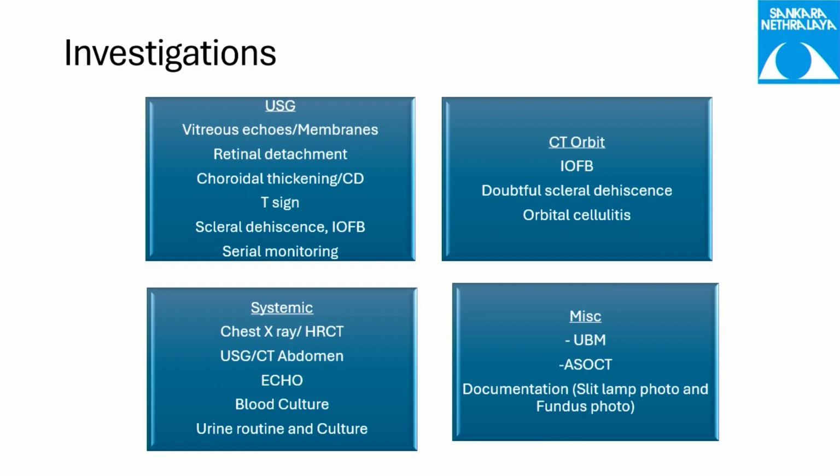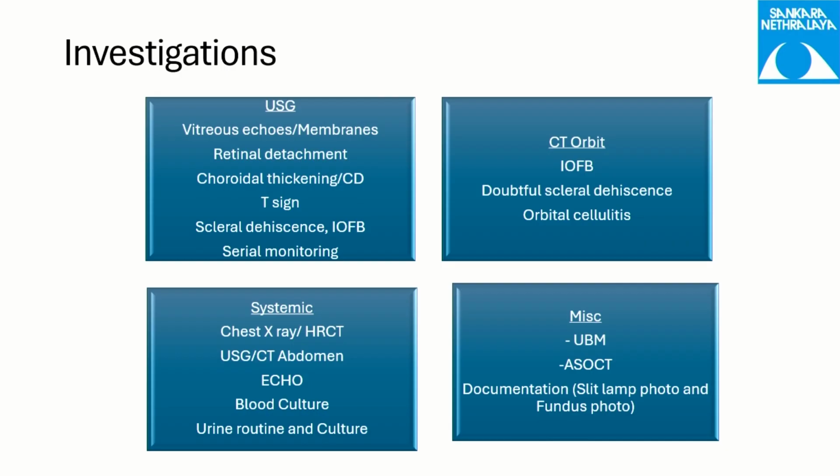So systemic infection, they come in endogenous endophthalmitis. So here we look for two things. One is the cause, other is the effect. The cause is the source of infection. It could be a dental abscess, it could be a urinary tract infection. So there we do urine culture, blood culture and all this.